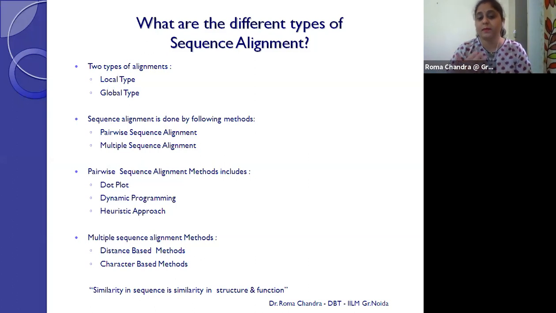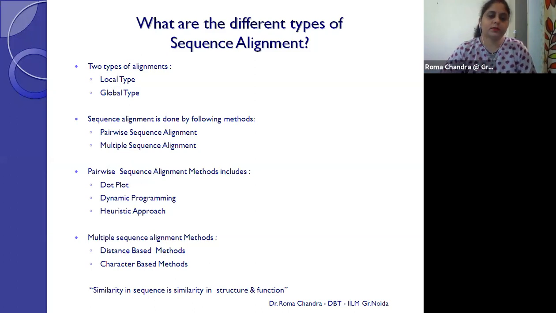And the famous one is multiple sequence alignment when we are searching for phylogenetic tree construction. So both have their own applications. Pairwise is very helpful for homology modeling steps, and multiple will help us to create an evolutionary tree. Okay, so moving ahead to the methods under these two categories. Pairwise includes three methods: dot plot, dynamic programming, and heuristic approach. Whereas the multiple sequence alignment includes distance-based method and character-based method.